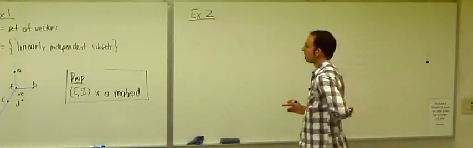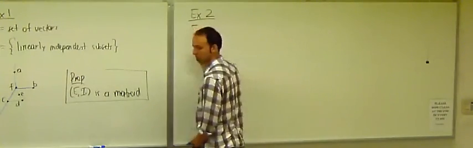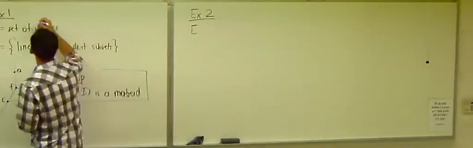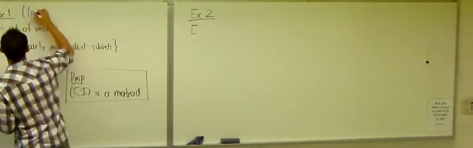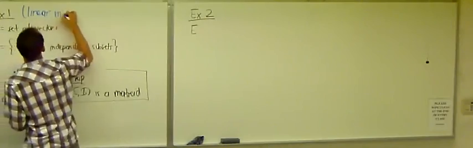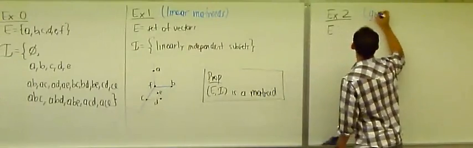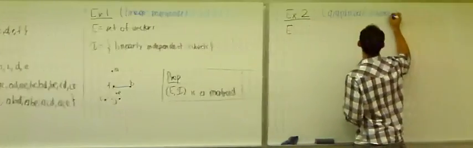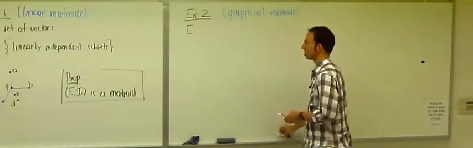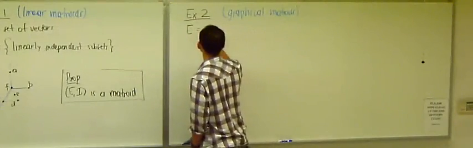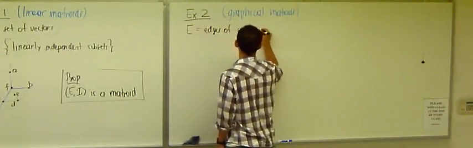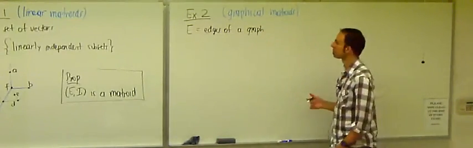Okay. Different example. E is the set of, and maybe I should say that these are called linear matroids or representable matroids. Okay. Example 2, they're called graphical matroids and they come from a graph. So here E is going to be the set of edges of some graph. Let's say the graph is finite and it's not directed.